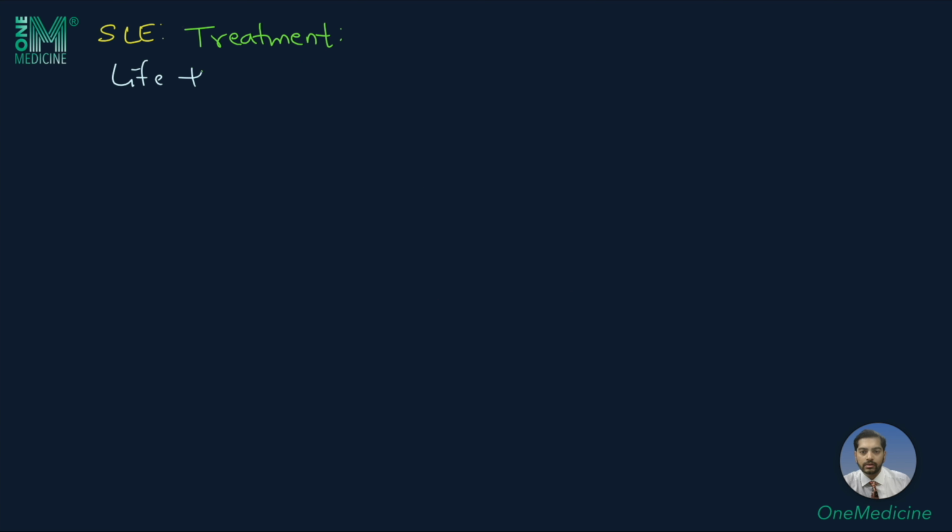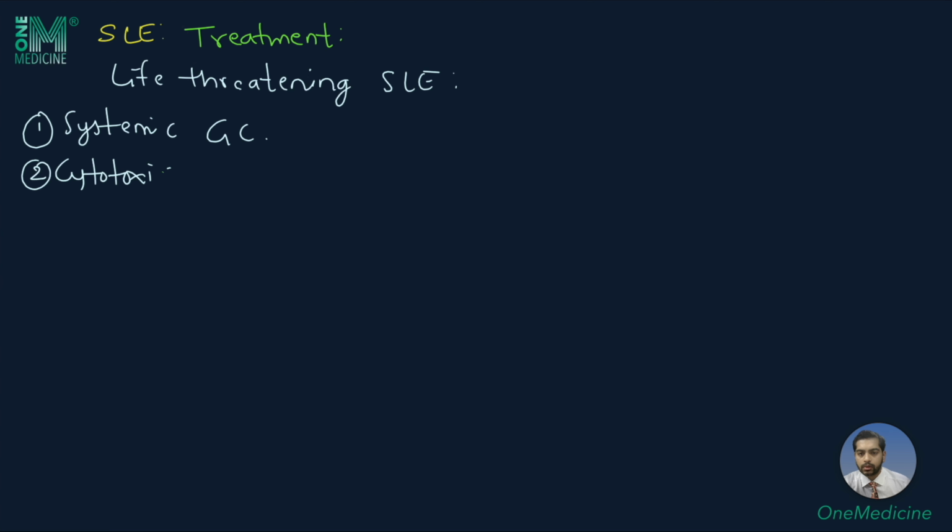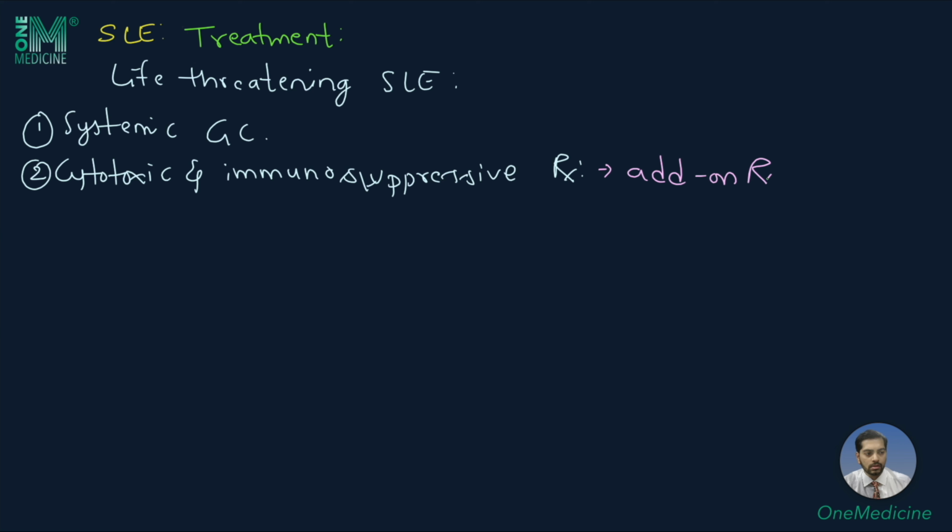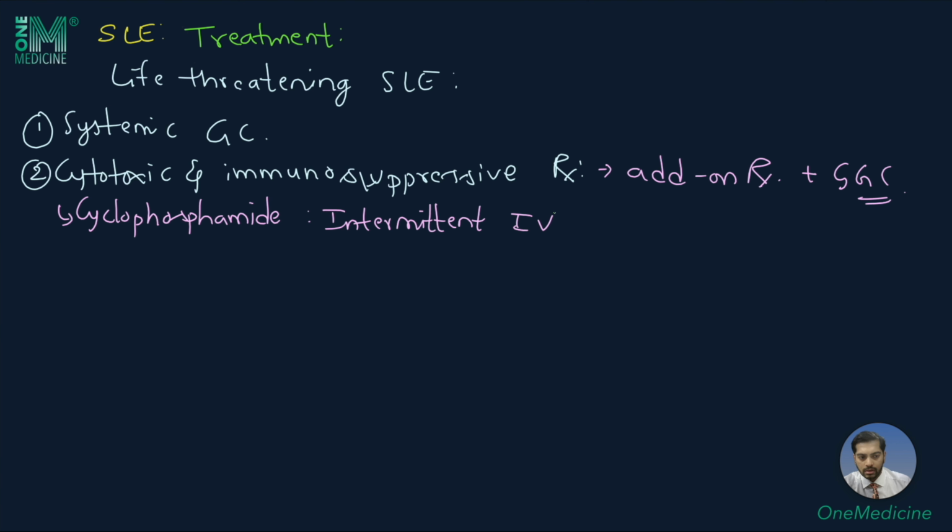Treatment for life-threatening forms of SLE include systemic glucocorticoids, cytotoxic and immunosuppressive agents, which are add-on therapies along with systemic glucocorticoids. These include cyclophosphamide, which can be given as intermittent IV or daily oral medications.